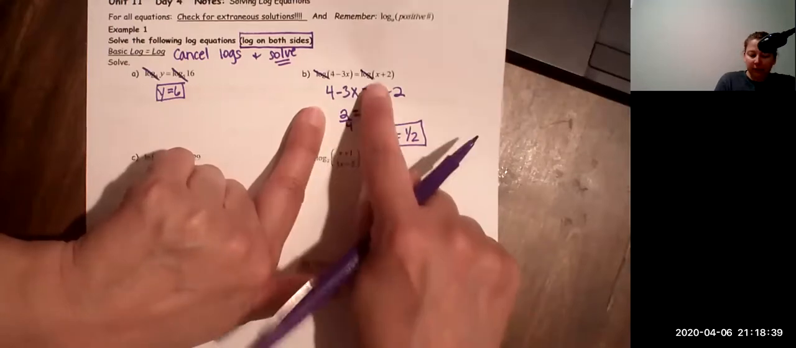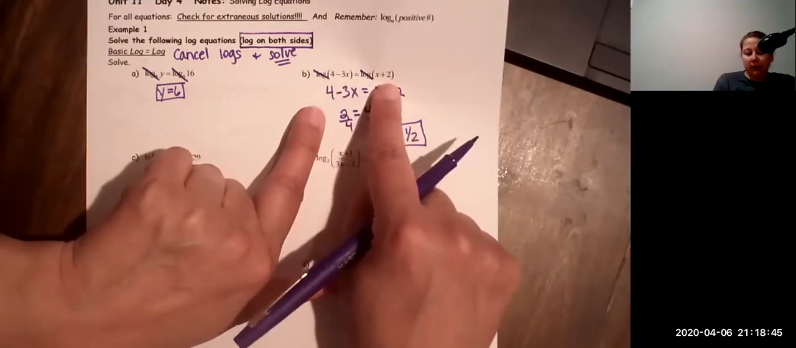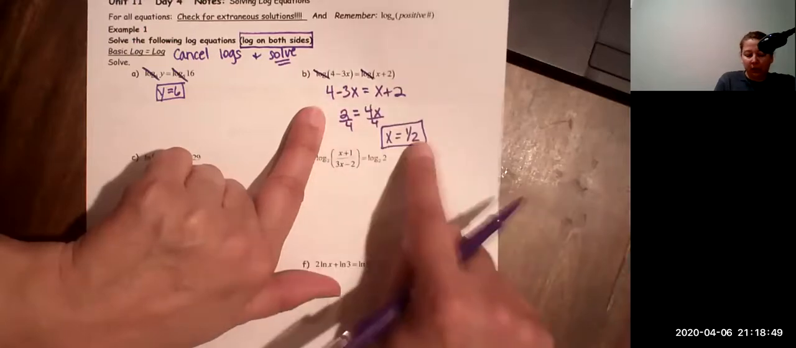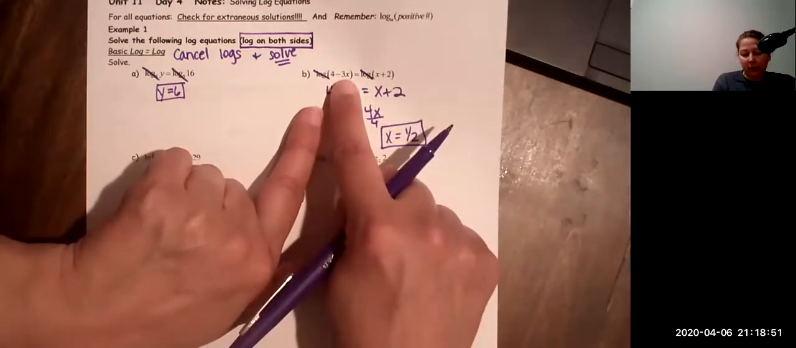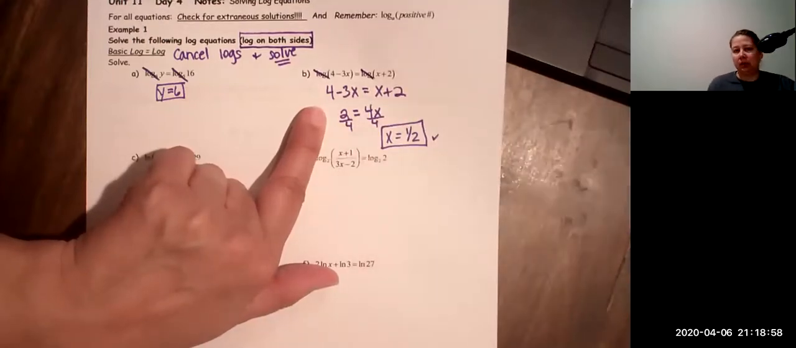One thing that's important, if you are to plug this back in up here, you shouldn't end up with a negative after the word log. If that ever happens, the solution isn't able to be used. It's called extraneous. This one, if you plug a 1/2 in right here, that's still positive. And if you plug a 1/2 in right there, that's positive. So the solution is good. You do need to check logs, okay?